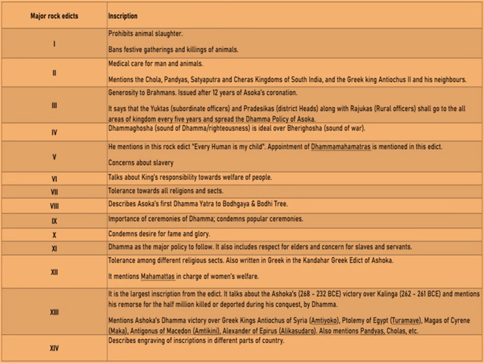In Rock Edict number 13, it is the largest form of edict. It talks about Ashok's victory over Kalinga and mentions his remorse for 500,000 killed or deported during his conquest, followed by conquest by Dhamma. It mentions Ashok's Dhamma victory over Greek kings Antiochus of Syria, Ptolemy of Egypt, Magas of Cyrene, Antigonus of Macedon, Alexander of Epirus. It also mentions rulers of the Indian subcontinent like Pandyas, Cholas, etc. Rock Edict 14 describes engraving of inscriptions in different parts of the country. So that was all about the 14 rock edicts and the major points in each.